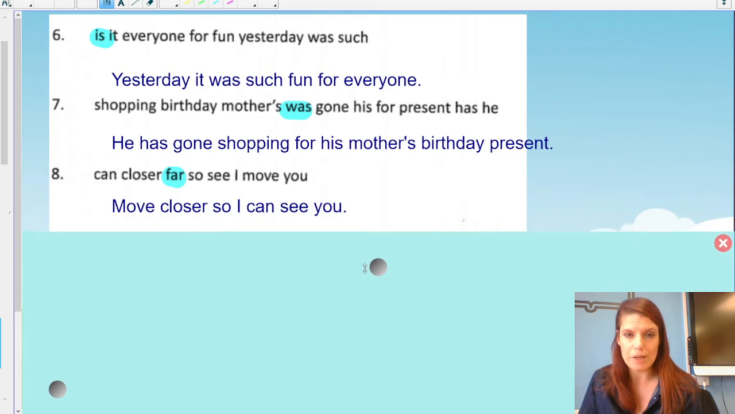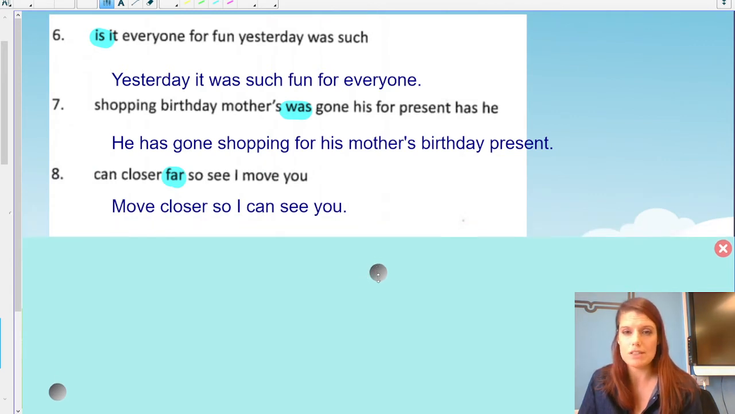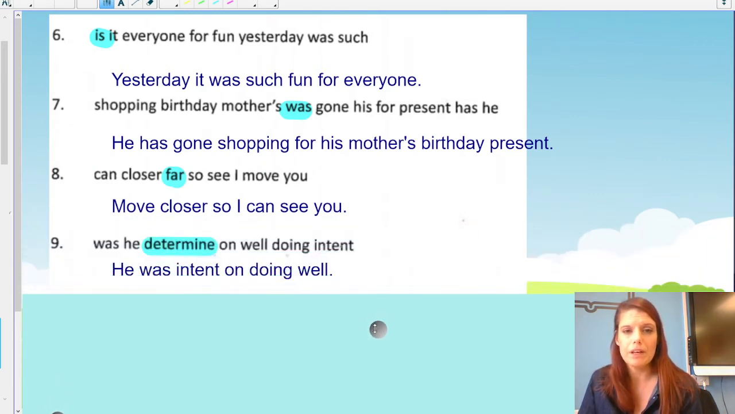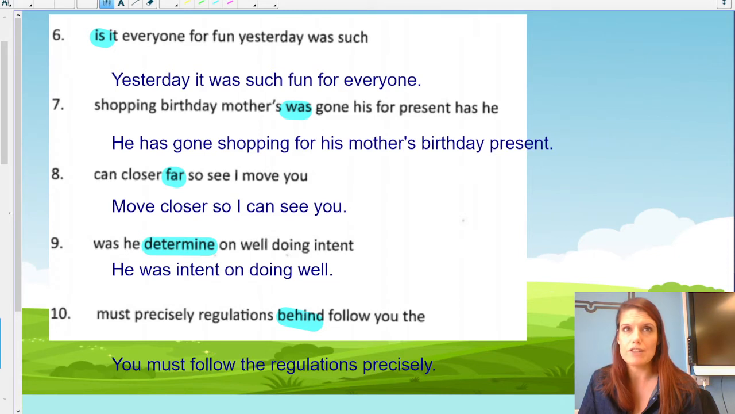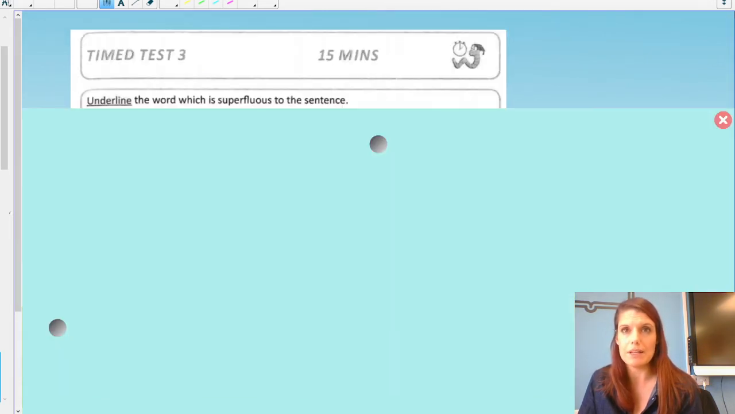Move closer so I can see you. This is a command sentence type. He was intent on doing well. You must follow the regulations precisely. So behind doesn't belong there because it has no relevance.